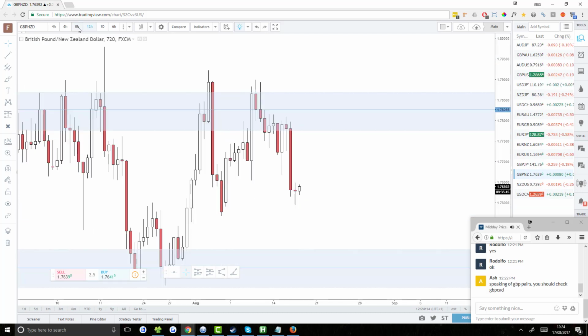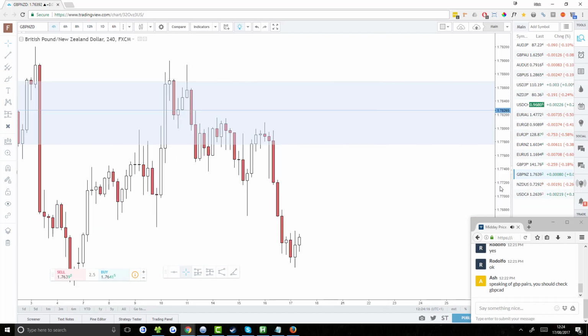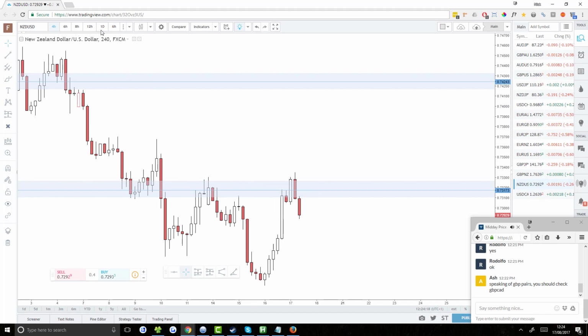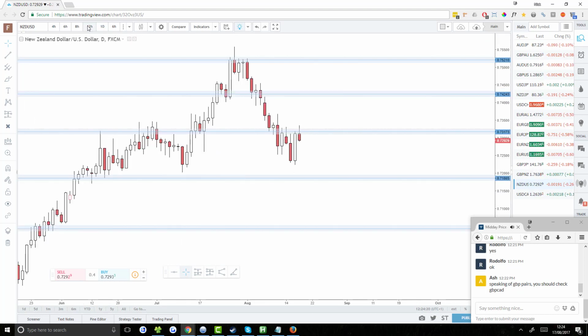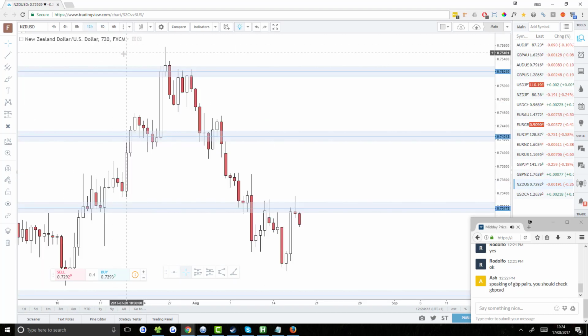GBP New Zealand. I don't even know why I have these pairs open. Nothing going on there. New Zealand USD. Who was asking me about a short New Zealand USD yesterday?